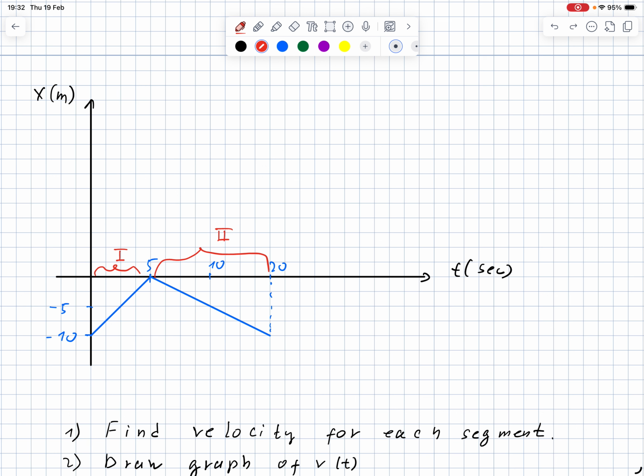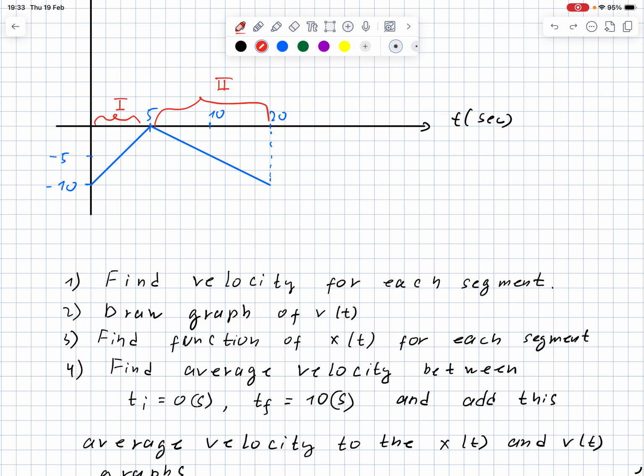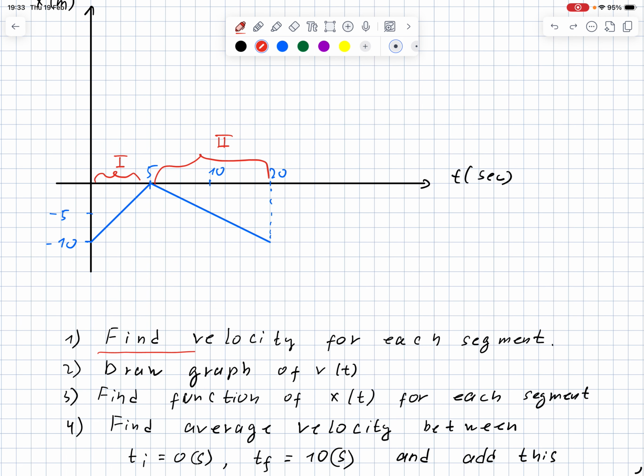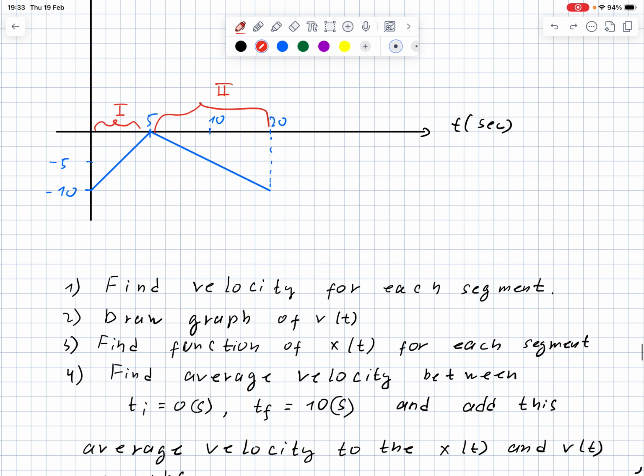Let's go look over the questions. First part, find the velocity for each segment. Then we need to draw the graph of v of t. Third part, find the function of x of t, which means the mathematical expression for the linear functions of x of t for each segment.